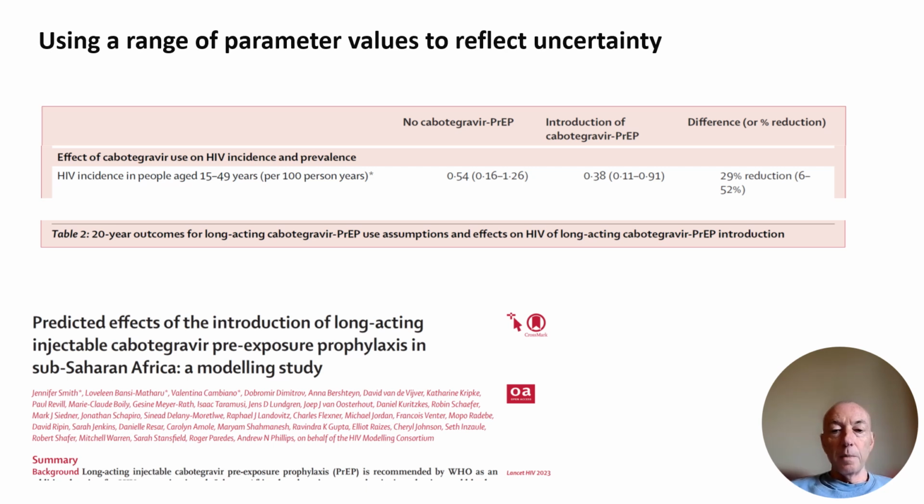And then in the final column, you can see that for each model run, we've worked out the percentage reduction in incidence with introduction of cabotegravir versus not, and then given the 90% range to reflect the uncertainty over the incidence reduction. So that's how the variable parameter values, the inputs that I referred to on the last slide, play out in terms of us being able to produce an uncertainty range for our model outputs.